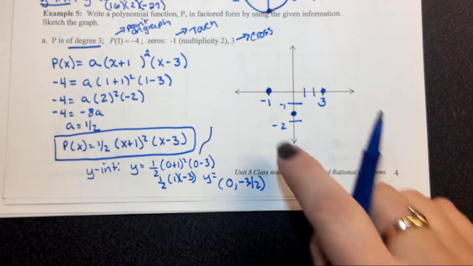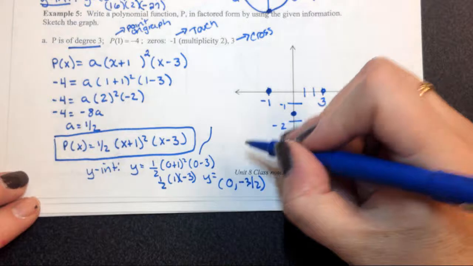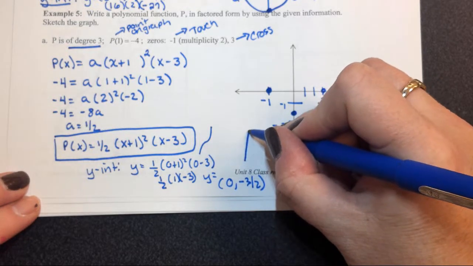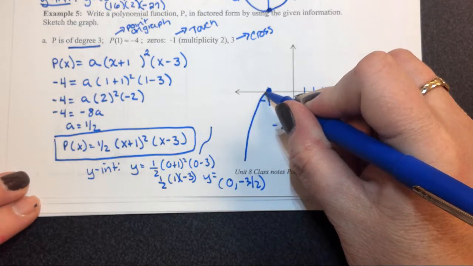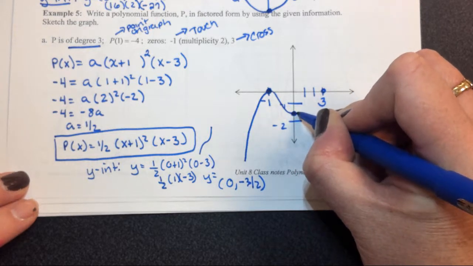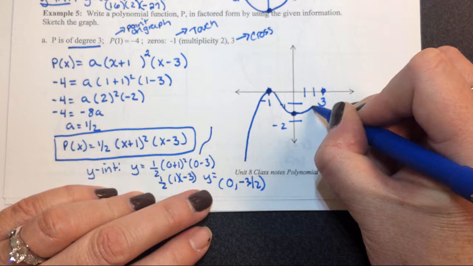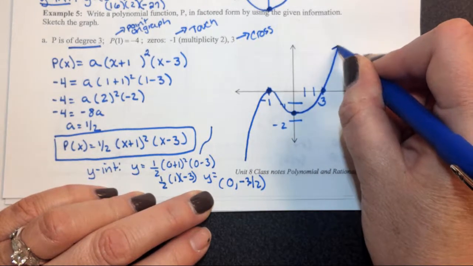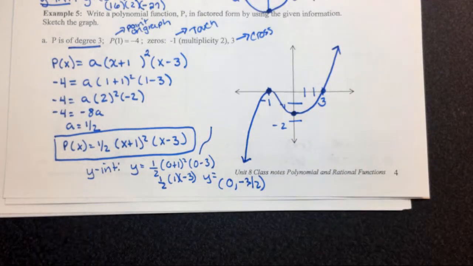Okay? So remember, at -1, it's going to touch. So it's going to come from negative infinity, touch at -1, it'll go down, cross over the y-axis at -1.5, and then remember at 3, it's just going to cross over. So there's a sketch of that polynomial function. So any questions on example 5?